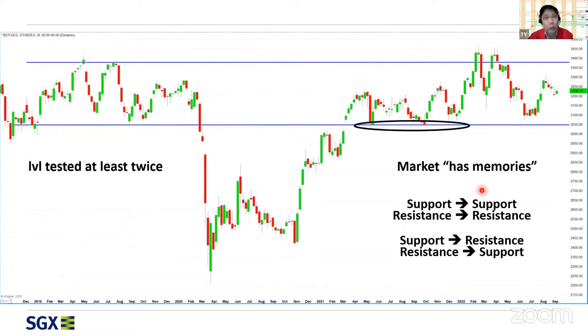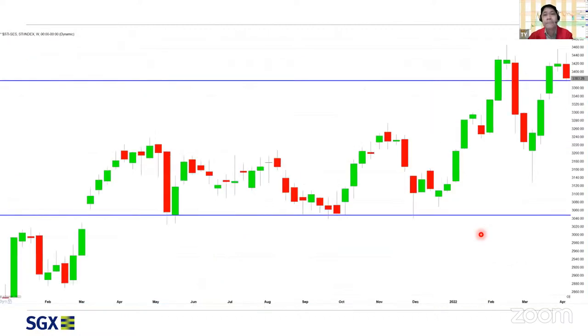We'll take a closer look at what happened here. At this level, you see the market go up, come back down and test the level with a down bar and an up bar. I hope you can recognize this is called an inside bar. It's a bullish inside bar to suggest that price action is happening at the support zone. All right, the market comes again and tests.